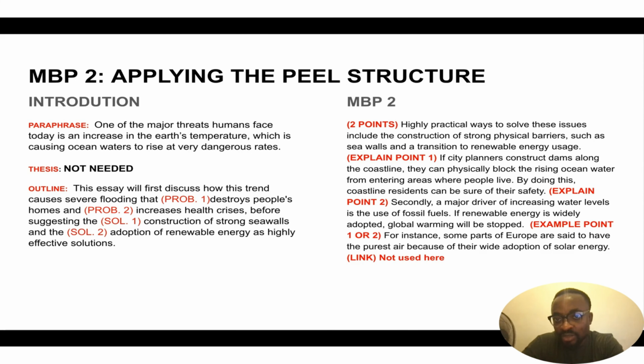We'll start by explaining the points in the order that they were given in the point statement, that is this beginning sentence. So you explain the first point, which is the construction of strong physical barriers like retaining walls. In an attempt to explain that, this is what I wrote. If city planners construct dams along the coastline, they can physically block the rising ocean water from entering areas where people live. By doing this, coastline residents can be sure of their safety.